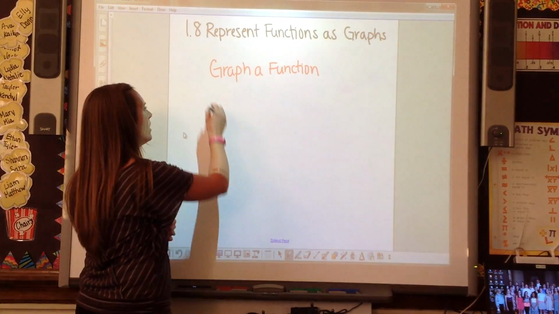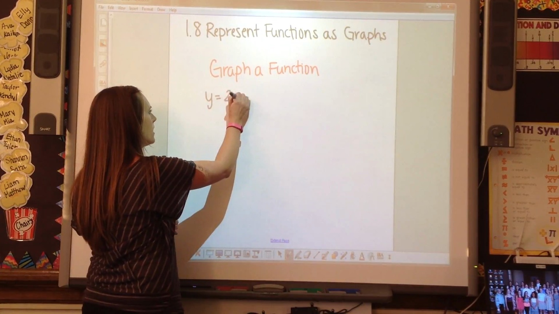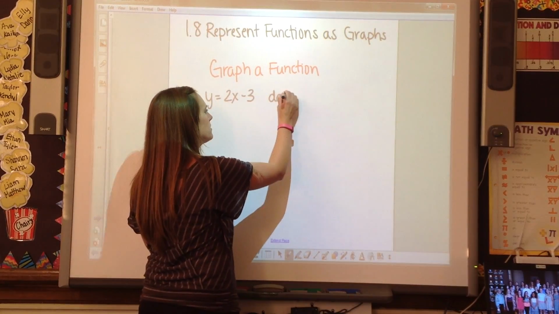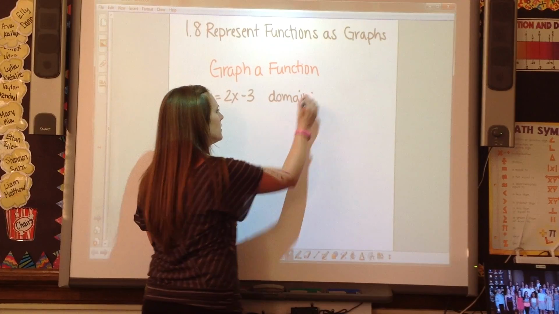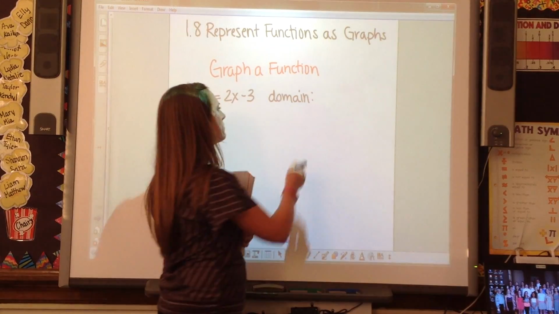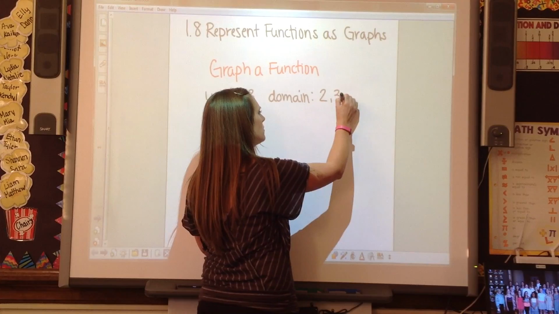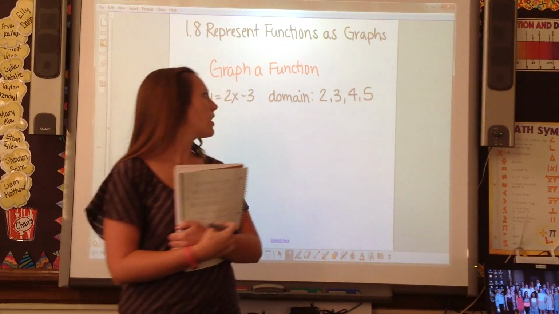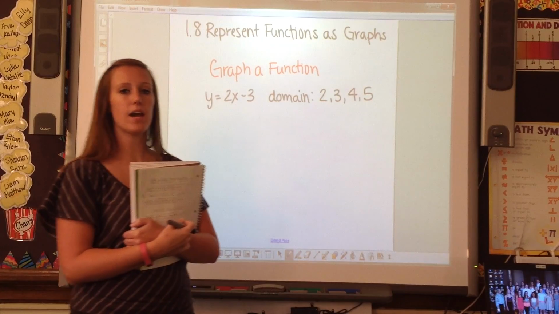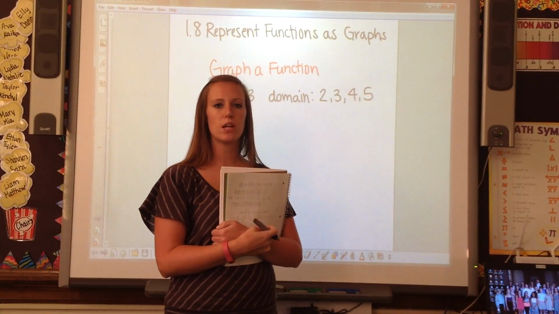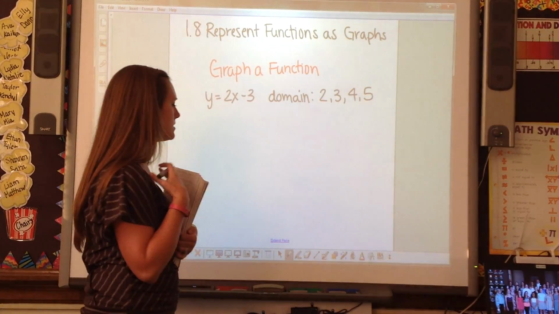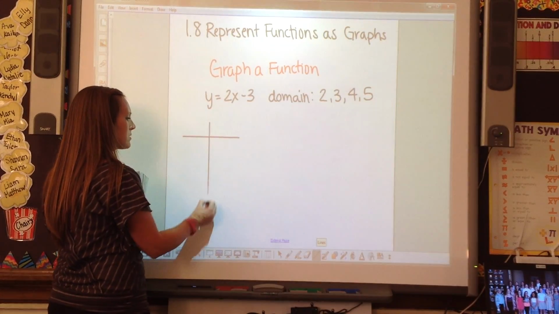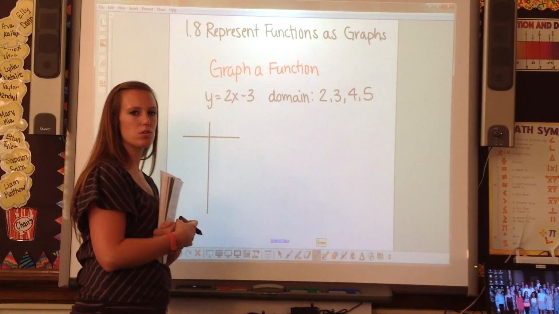So here, our function is y equals 2x minus 3, and the domain is 2, 3, 4, 5. Okay. In order to graph a function, you're going to need a domain and range. So to keep our thoughts organized, I'm going to make a t-table or a function table. Doesn't matter if the function table goes up and down, or if you do it the horizontal way.